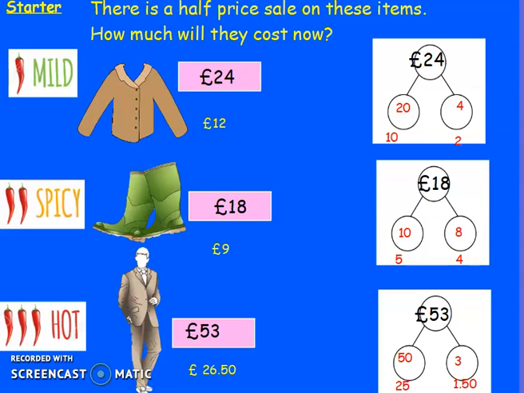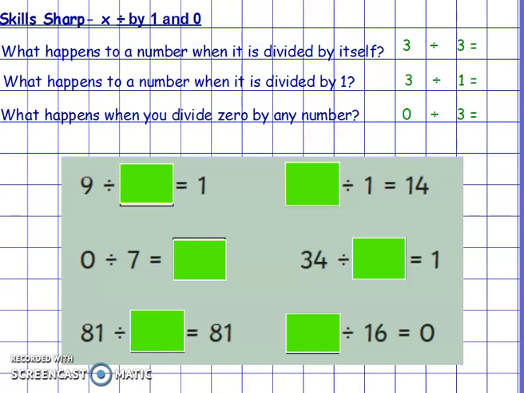Let's move on to our Skills Sharp activity. We're recapping on something that we looked at the other day. What happens to numbers when we times and divide them by 1 and 0? Let's have a little look together.